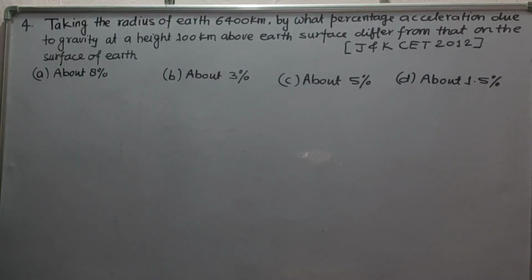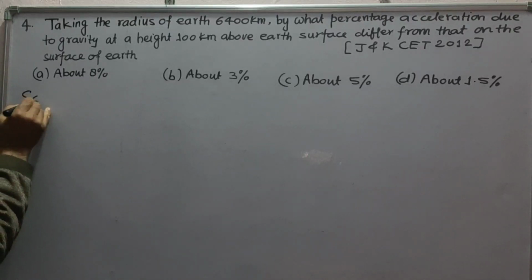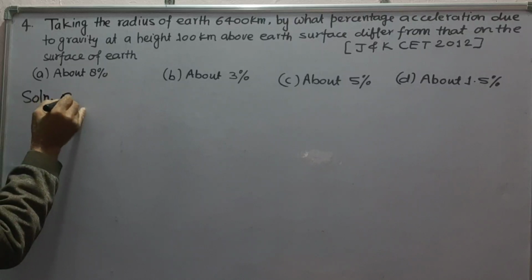Next, question number 4. The question is, taking the radius of Earth as 6400 km, by what percentage does acceleration due to gravity at a height 100 km above Earth's surface differ from that on the surface of Earth? So, solution to question 4.